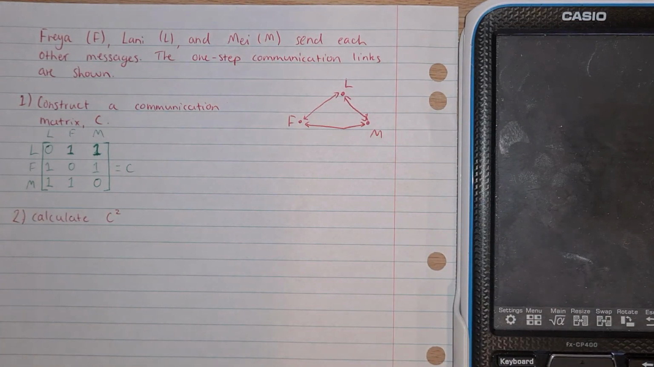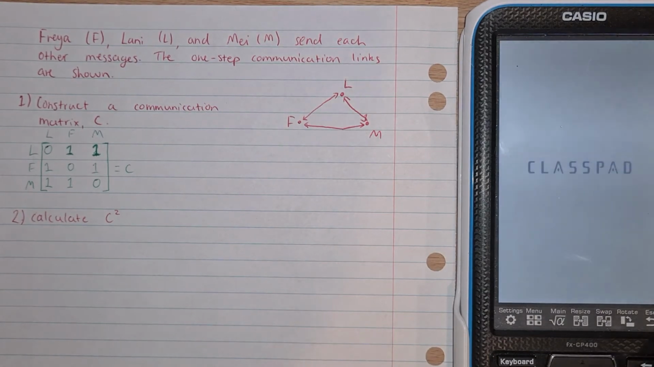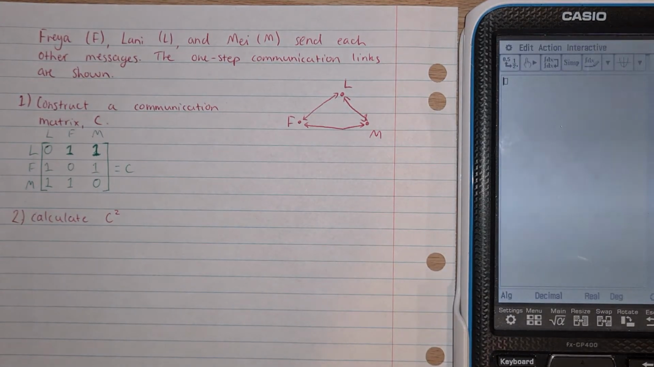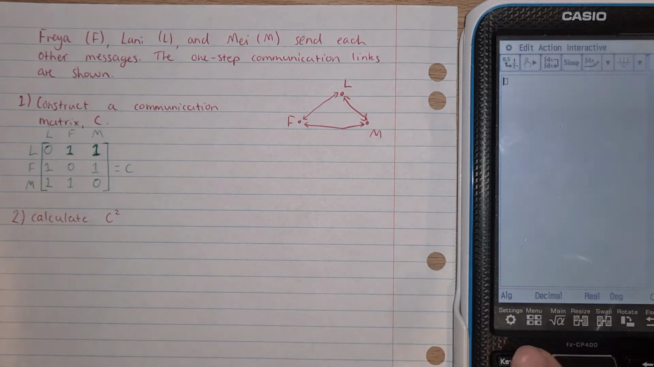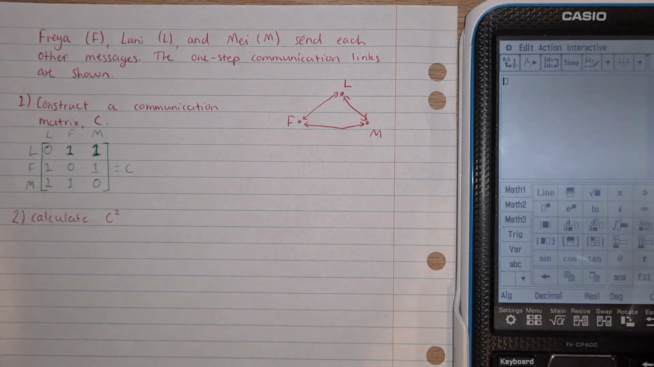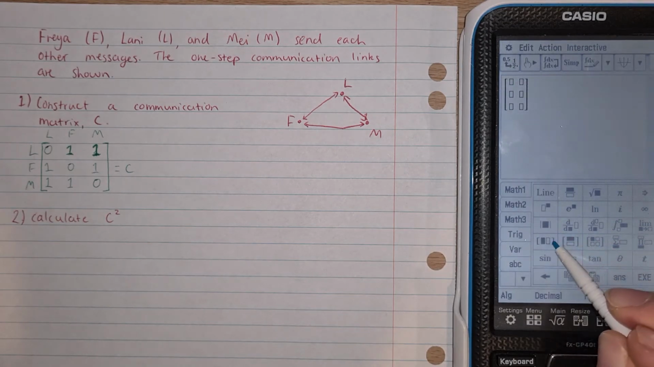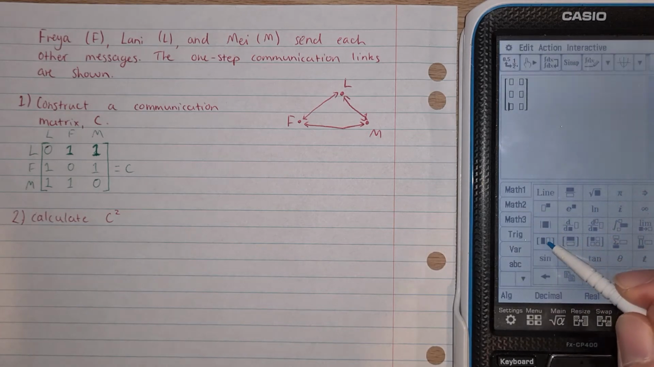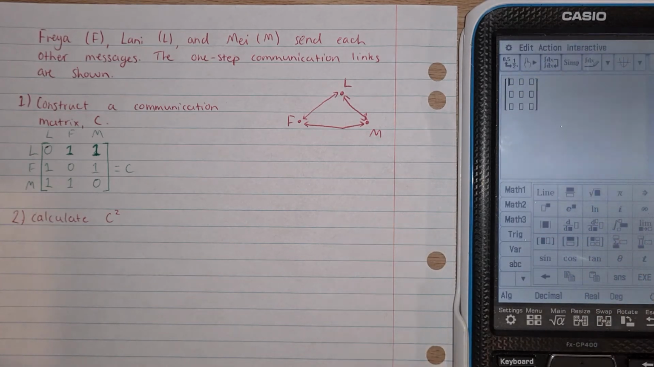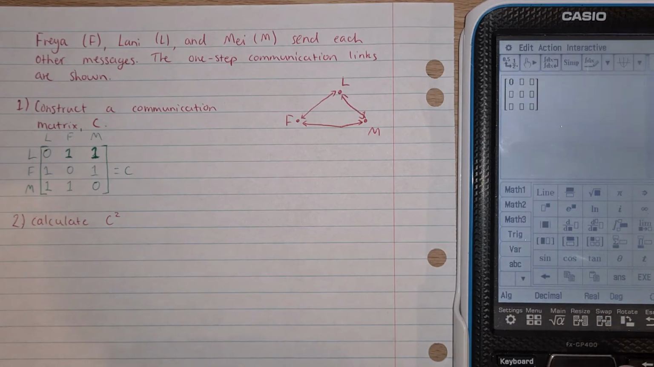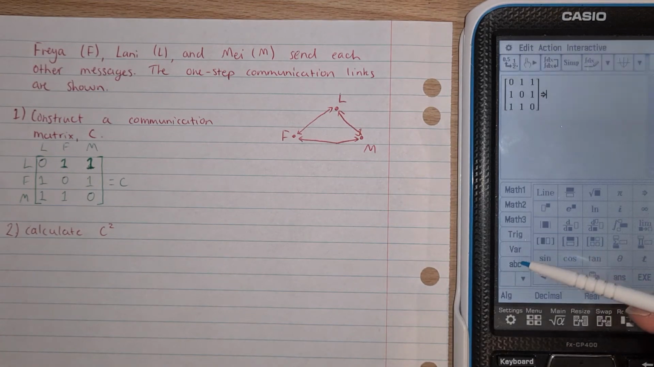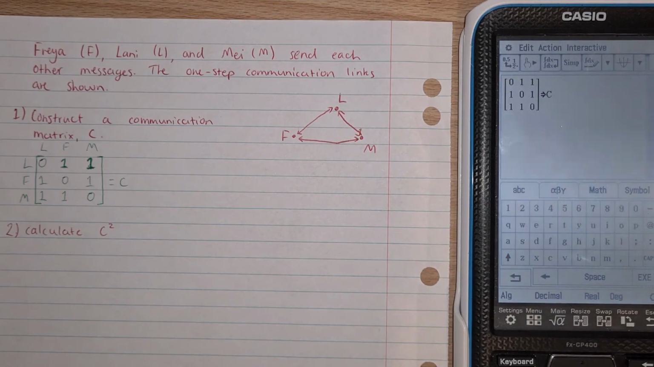Next thing we want to do is calculate C squared. C squared will show us what all the 2-step communication links are. This is something that we should be doing in our calculator. So if we go keyboard math 2, we can create a 2x2 matrix straight away and then just add a row and column and then just fill in the elements. And we're going to assign C.